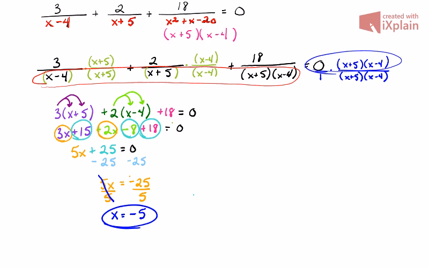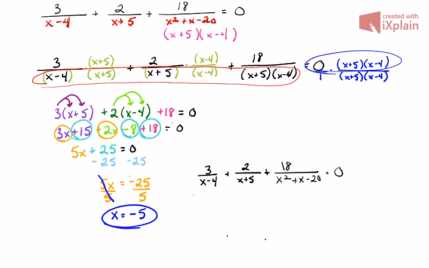But what I want to note here is we should check it to make sure that it's not an extraneous solution. In other words, it's an extra solution. It kind of looks like one that we can call it a day and say, yep, that's my answer. But it actually could cause us a problem. So I'm going to write down the original problem right next to it. So we had 3 over x minus 4 plus 2 over x plus 5 plus 18 over x squared plus x minus 20 is equal to 0.